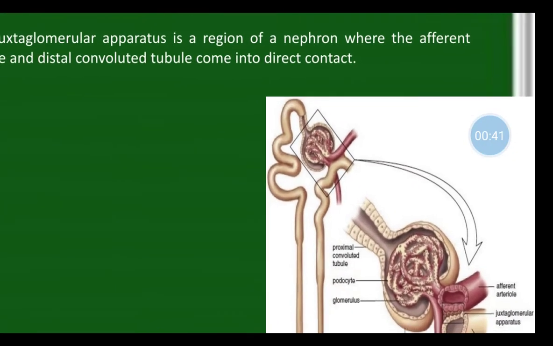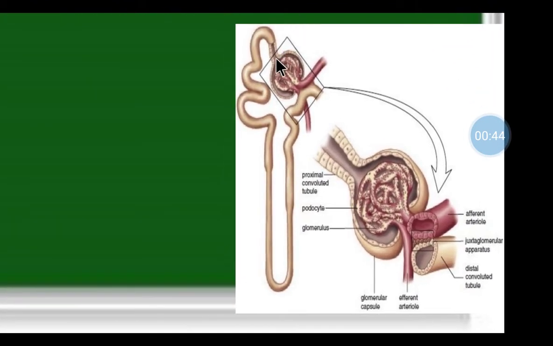Now see the structure of the nephron. This is the glomerulus. This convoluted tubule is called the proximal convoluted tubule. Then the U-pin-like structure is called the loop of Henle, and the final part of the nephron is called the distal convoluted tubule. There are arteries in the kidney called the afferent arteriole and the efferent arteriole. This is the afferent arteriole, which carries the blood toward the glomerulus, and the efferent arteriole carries the blood away from the glomerulus.